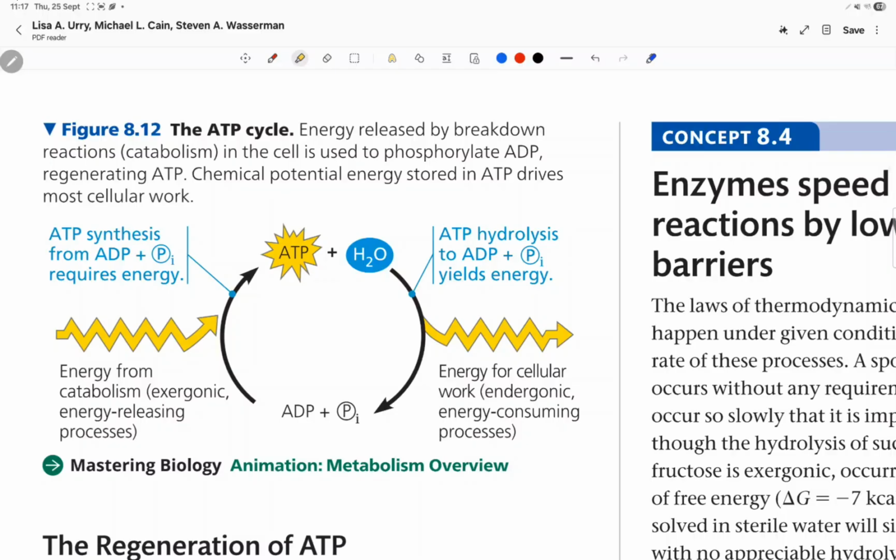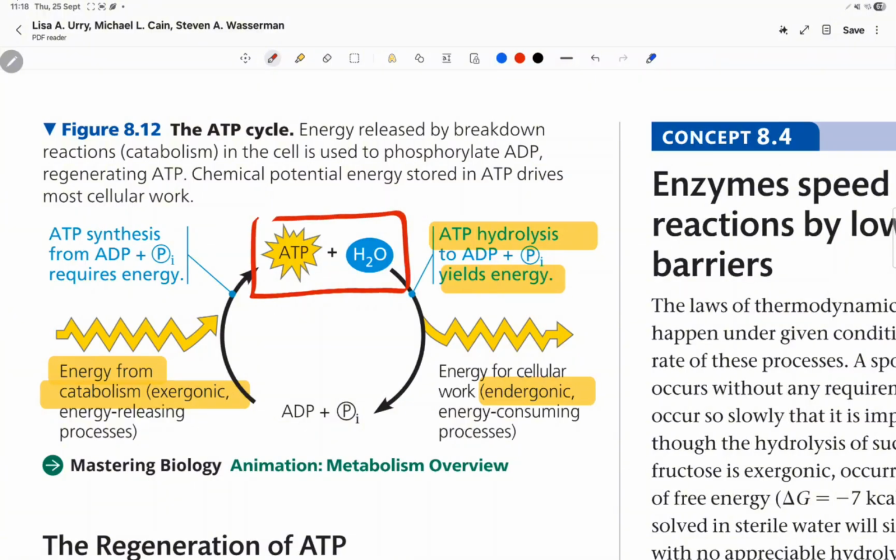As you can see here, energy from catabolic reactions, which are called exergonic, energy-releasing reactions, is used to support the endergonic reactions. So ATP hydrolysis provides energy, and of course you must have water with it to break one phosphate away.